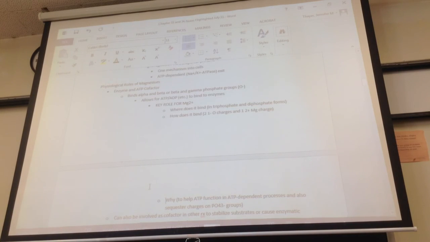Okay, so where does it bind? In triphosphate and diphosphate forms.